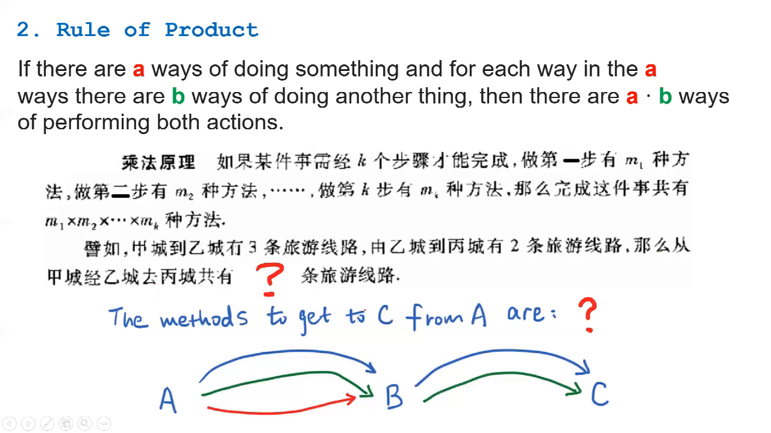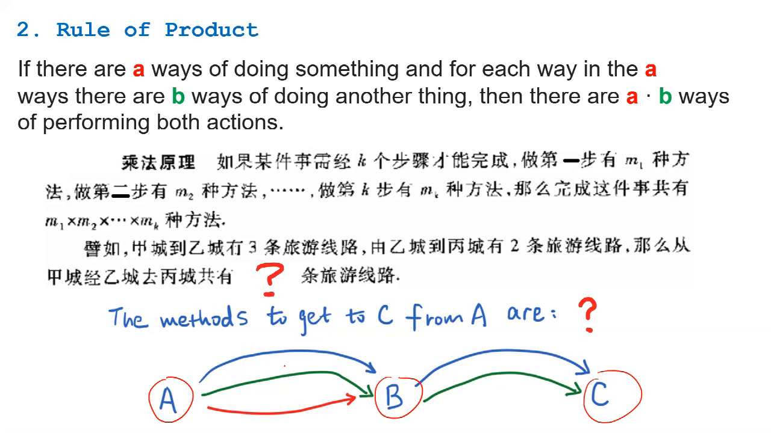Okay, let me show you an example. Suppose there are 3 cities, A, B, and C. And we know that from A to B, there are 3 tourism routes. And from B to C, there are 2 different tourism routes. So how many tourism routes from A to C in total? That means how many methods are there to get from A to C?